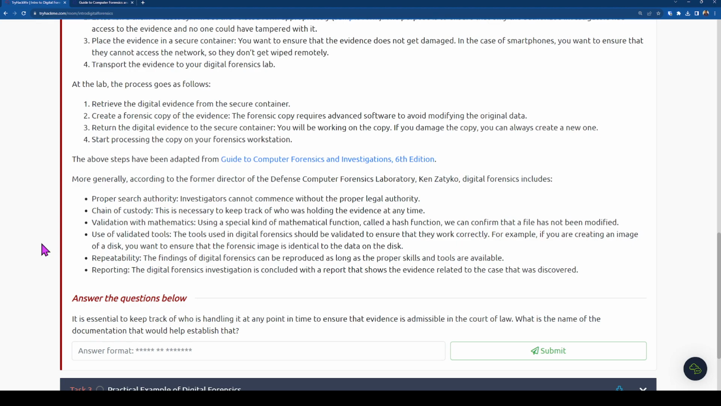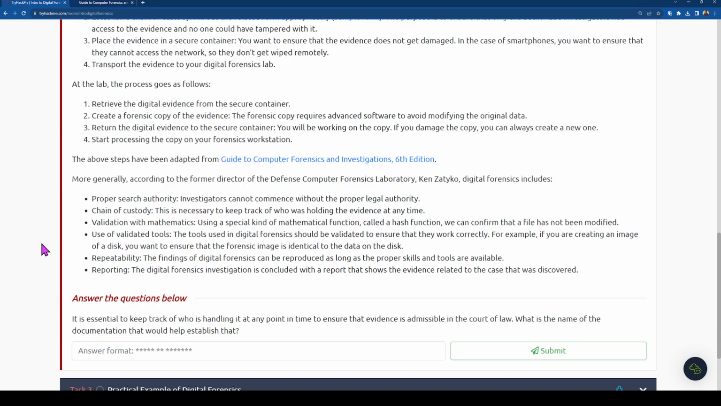This is necessary to keep track of who was holding the evidence at any time. Validation with mathematics using special kinds of mathematical function called hash function. We can confirm that a file was not modified. Use of validated tools. The tools used in digital forensics should be validated to ensure that they work correctly. For example, if you are creating an image of a disk, you want to ensure that the forensic image is identical to the data on the disk.